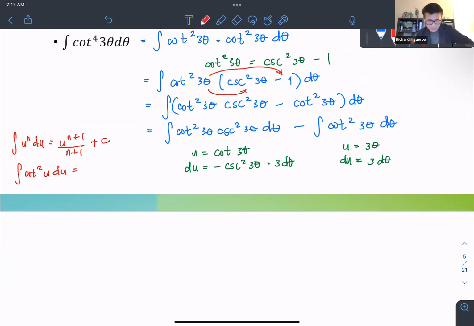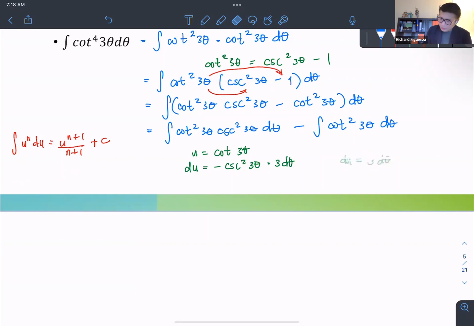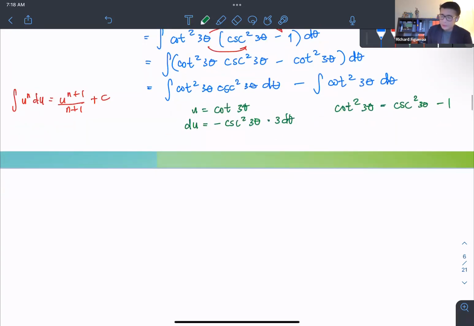So cotangent squared, okay, so its derivative is cosecant. However, cotangent does not have a direct integral. Okay, so it's just like here. Rather, we still be needing an identity. Okay, so the identity for cotangent squared is this one. So the cotangent squared 3 theta is equal to cosecant squared 3 theta minus 1. So we still need to transform that one.